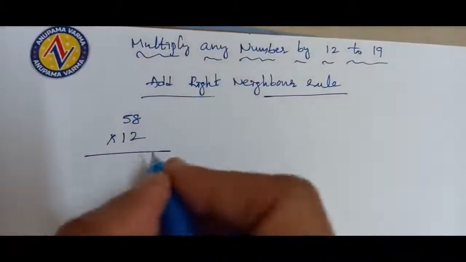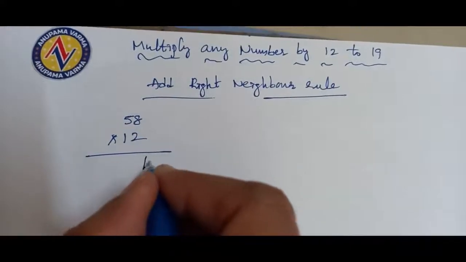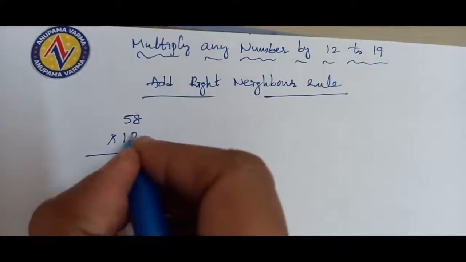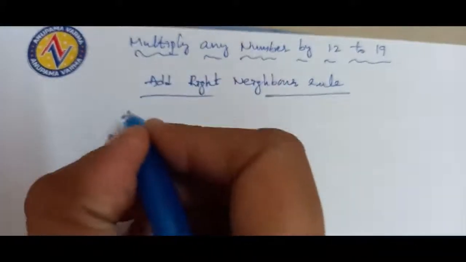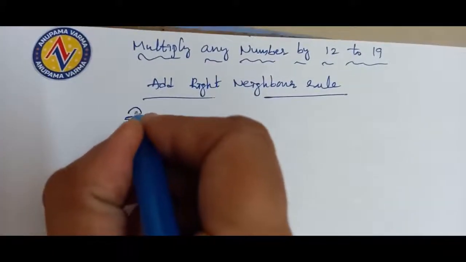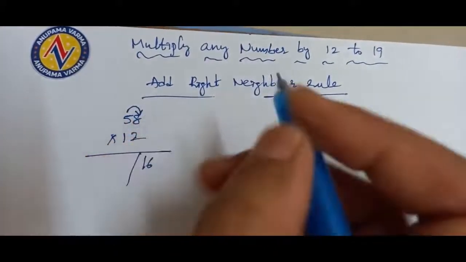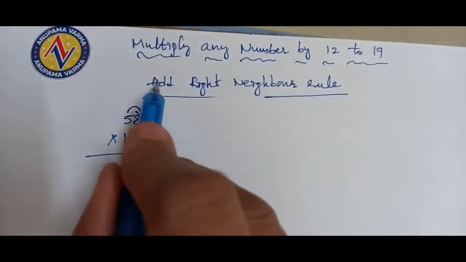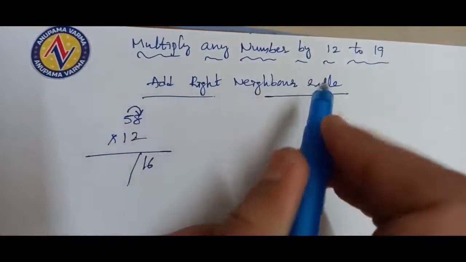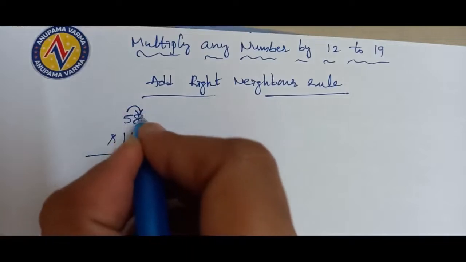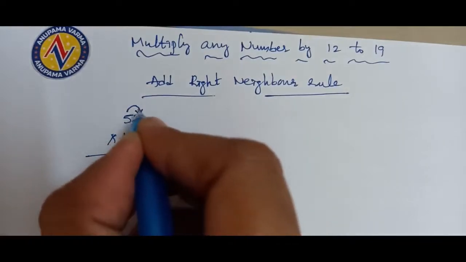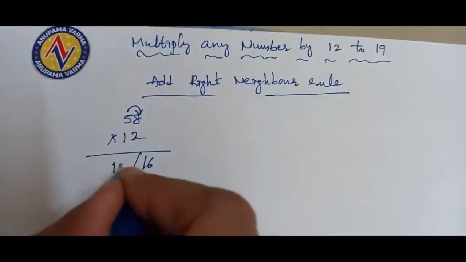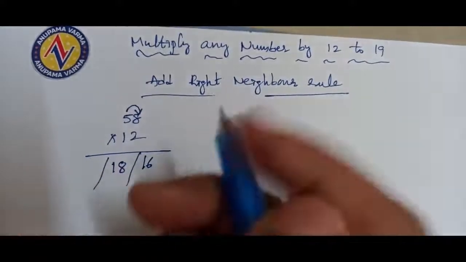So 2 8s are how much? 16. So write 16 directly. 2 5s are 10. But here we need to add this right side number 8. The rule itself is saying add right neighbor rule. So we need to add the right side number. 2 5s are 10 plus 8, how much? 18. I am writing 18 here and keep a slash.